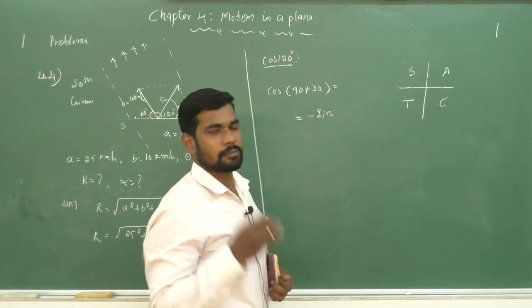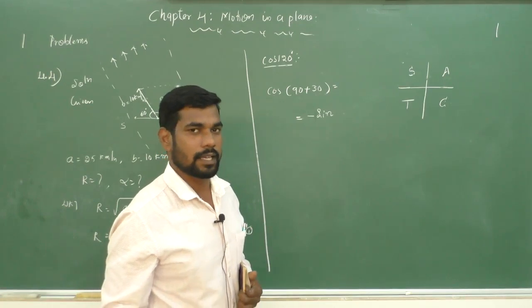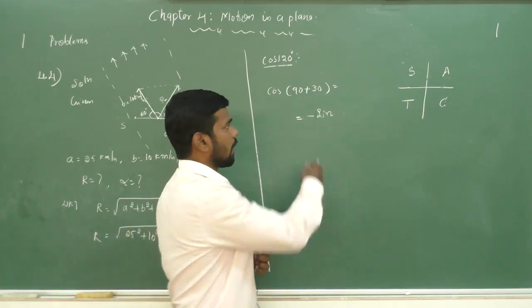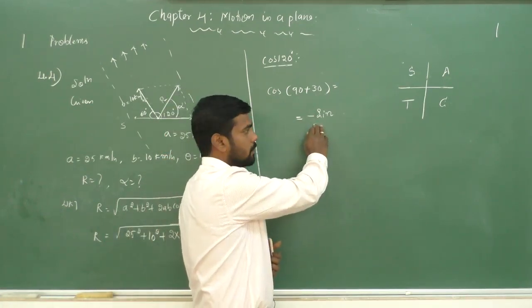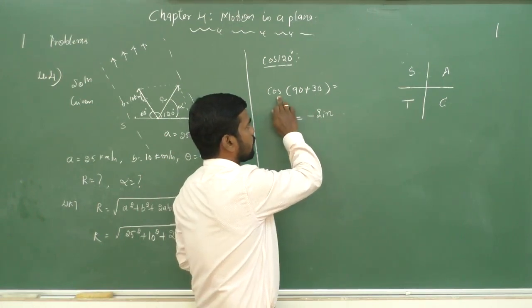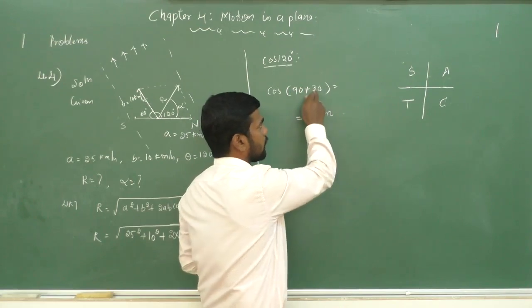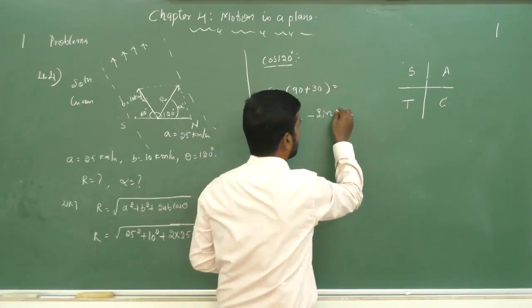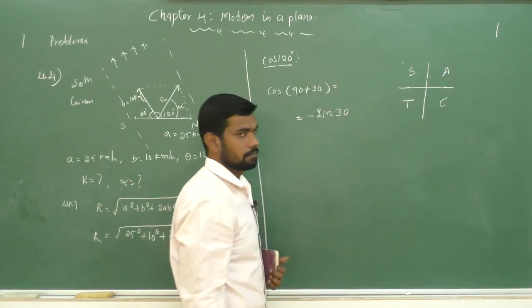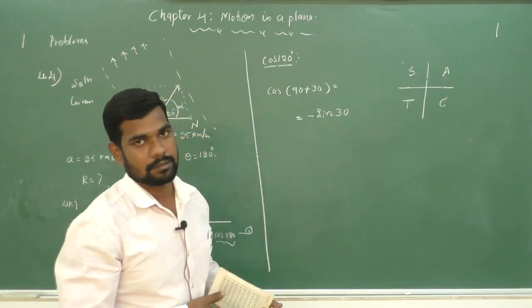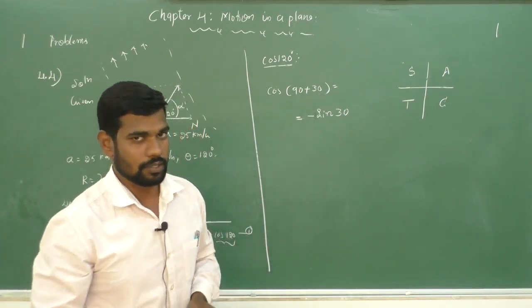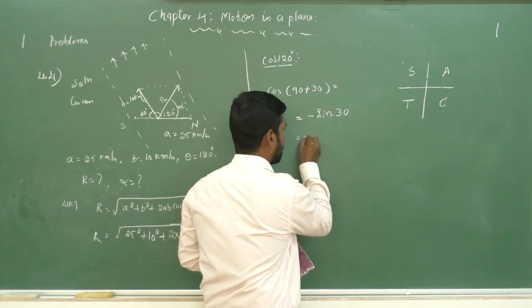Your mathematics class will explain this again properly. Here I need this much, that's why I am telling this much only. Here cos 90 is there, so cos is converted into sin, then the remaining angle is theta, so sin theta will come, sin 30. I hope you understood. I'll continue. Now here minus will be there.